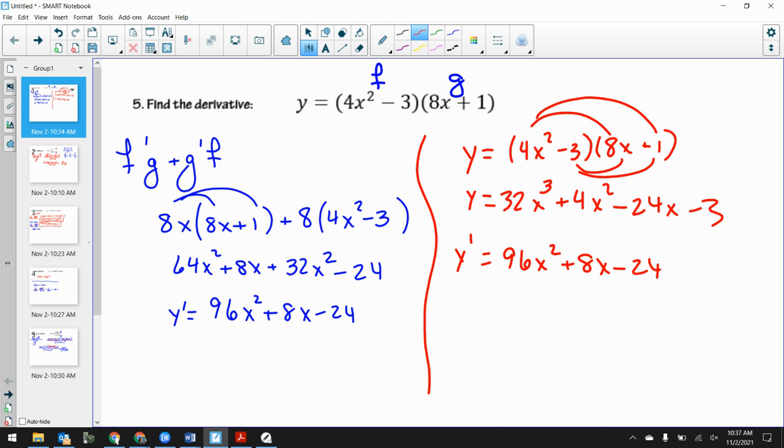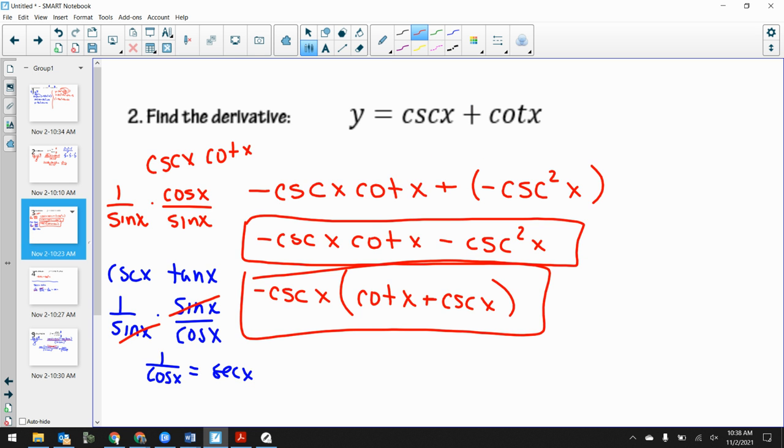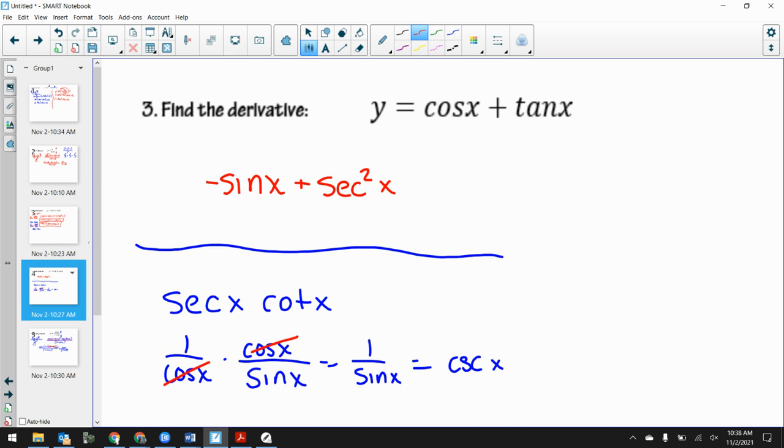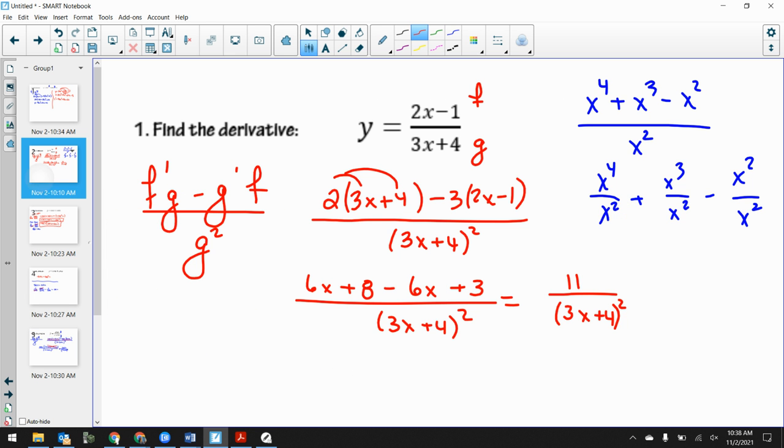When are you allowed to do that? When it's polynomial times polynomial. That's the only time. Right. If I had done, like, to get the product rule out of it, I cannot do that. When did we do the product rule earlier? Did we do it here? No. Here? No. Here? No.